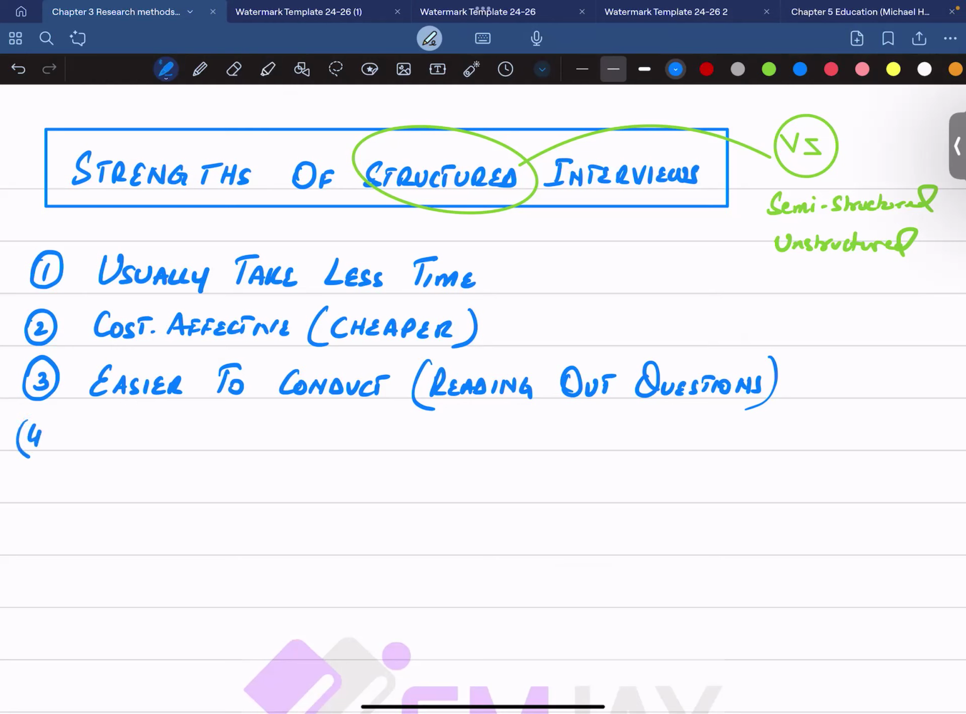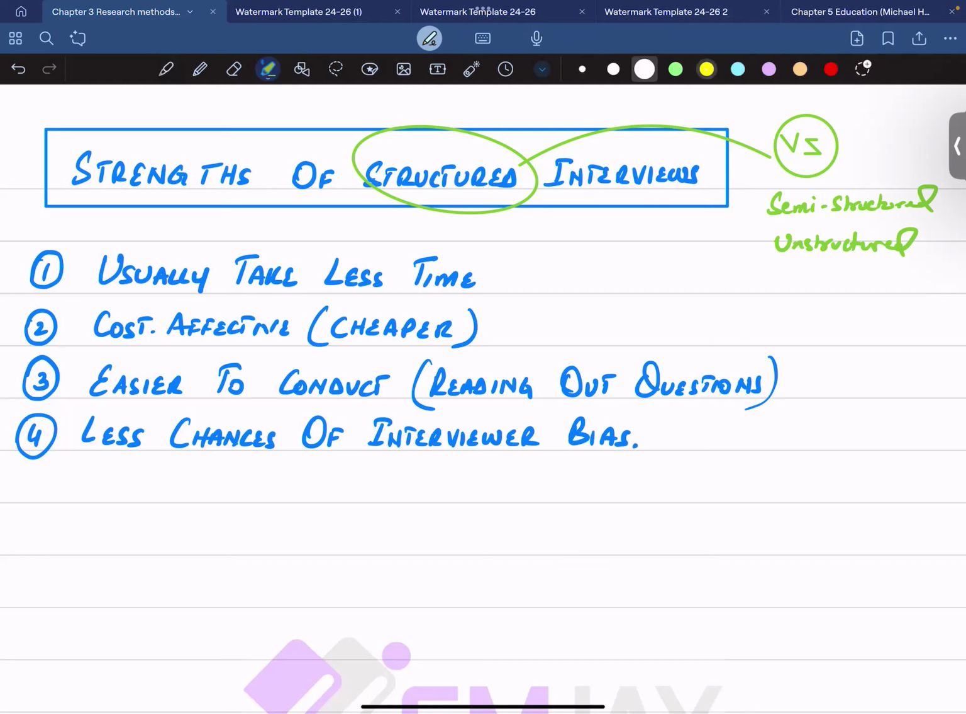Because these interviews are conducted in a very standardized manner with no chances of flexibility, there are fewer chances of interviewer bias. We're talking about interviewer bias over here. Now, for this, we need to know what the word interviewer bias means. When we talk about interviewer bias, we're talking about the effect of the interview situation itself on the participants' responses.